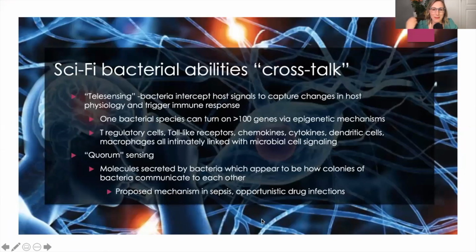And the bacteria in the body have these really sci-fi abilities. And this is what is commonly being described as crosstalk. And so these bacteria have a telesensing, and I imagine viruses do too to some degree, a telesensing concept. So they can literally intercept signals from the host via being in the blood, being in the lumen of the bowel, all of our neurotransmitters, which there are over 100 identified neurotransmitters.